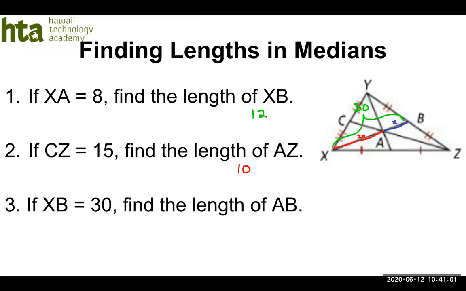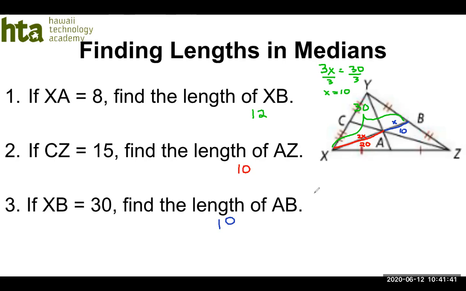So we want to know, what does x equal? A little bit of algebra again. The total distance of 3 x's is 30. To find a single x, we divide by 3, and we get an x value of 10. So from A to B, we have a single x value of 10, and from A to X, we have a double x value of 20. We know all the information, so let's answer the question. What is the length of AB? AB is 10.